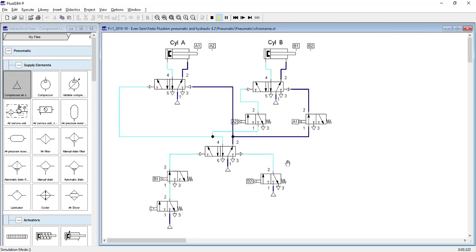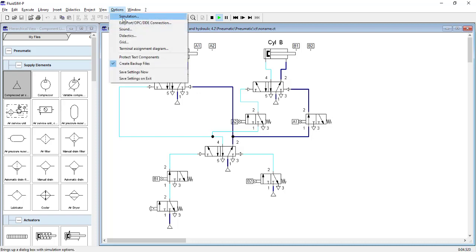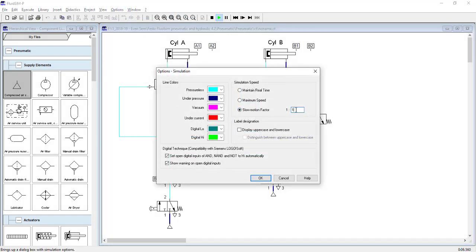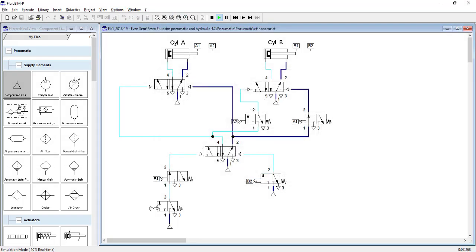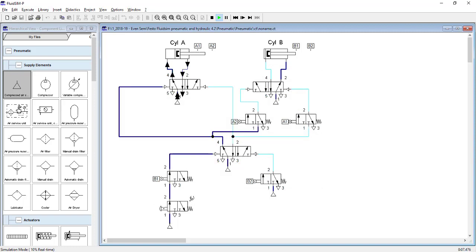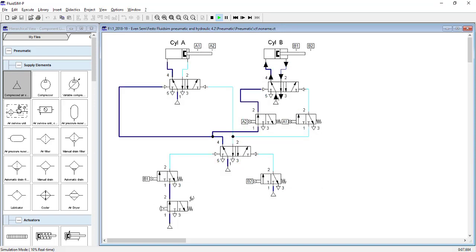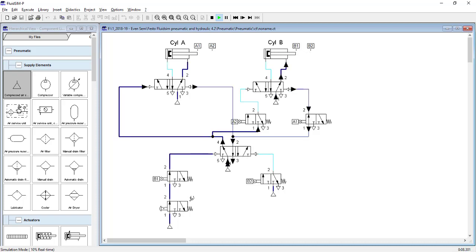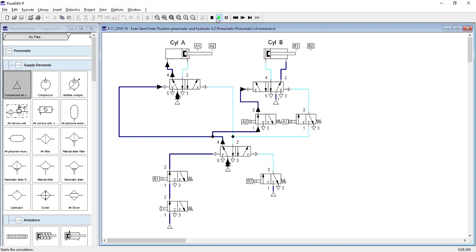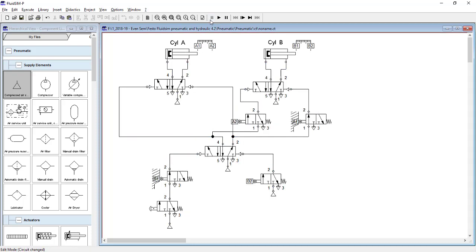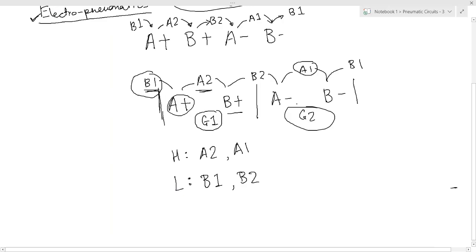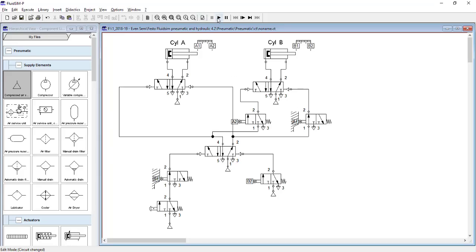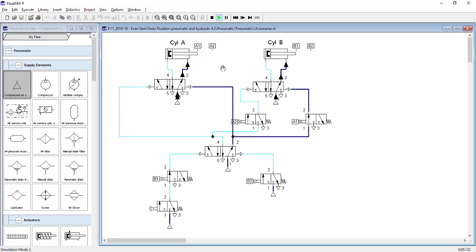Now as soon as I start it, see, nothing is happening because I haven't started this. Okay, we'll just slow down the simulation a bit so that you will be able to see. As soon as I start this: A plus, B plus, A minus, B minus. So this was the motion that we started with. This is what we were setting out to achieve, right? A plus, B plus, A minus, B minus. So we have achieved it using a cascading circuit.